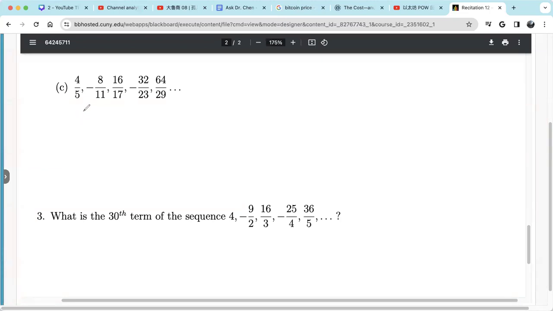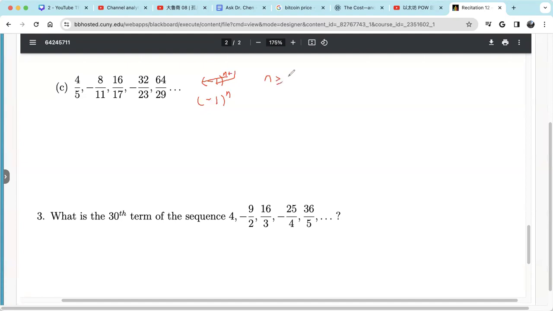So we observe the terms are also all fractions, and the signs are alternating: positive, negative, positive, negative. In that case, we know negative 1 raised to a certain power is involved. The first one is positive, so maybe we want to do n plus 1. Oh, you know what? We can do n. Let's start negative 1 with n.